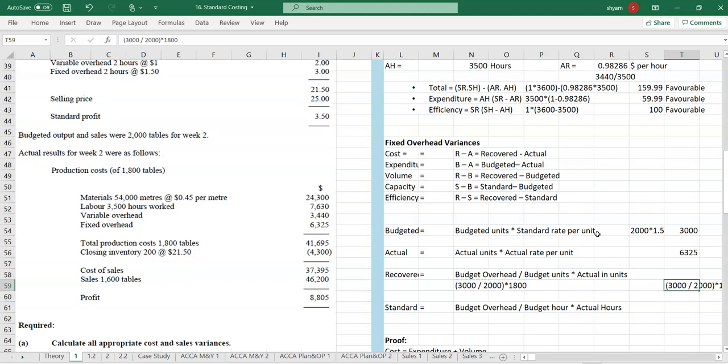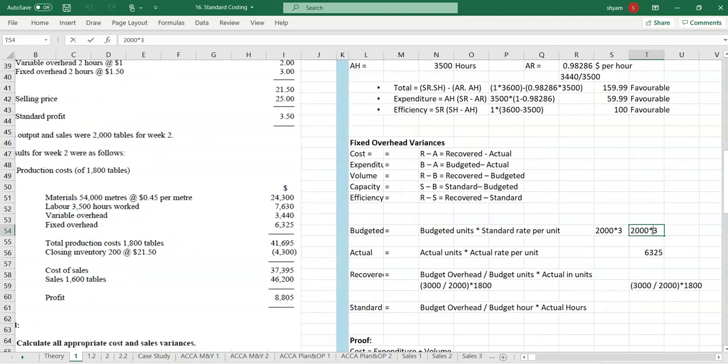I think we did something wrong here. Wait, see, the fixed overhead rate is not 2, is not 1.5. 1.5 is for per unit. To make 1 unit it will cost $3. So it is not 2, it would be $3. So how did I find that it is wrong? Because when the actual is 6300, the budget will not be 3000. It cannot be 3000. It is very off the mark.